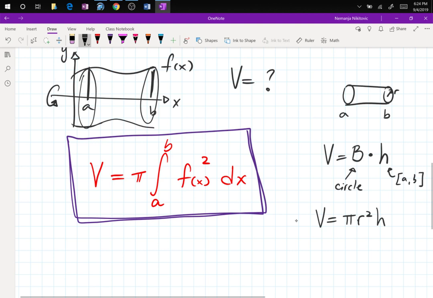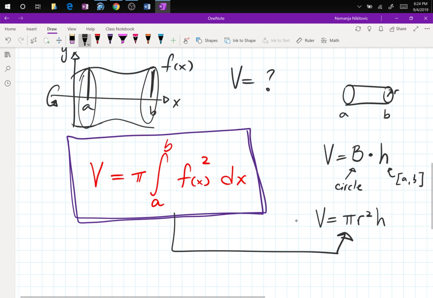How many dimensions do we have? Well, r times r, that's two dimensions, times h, three dimensions. So we're good to go. This is 3D because we have three dimensions in a formula. Pi is a constant, does not count as a dimension. Awesome. Let's take a look and see that this formula and this formula are the same thing.